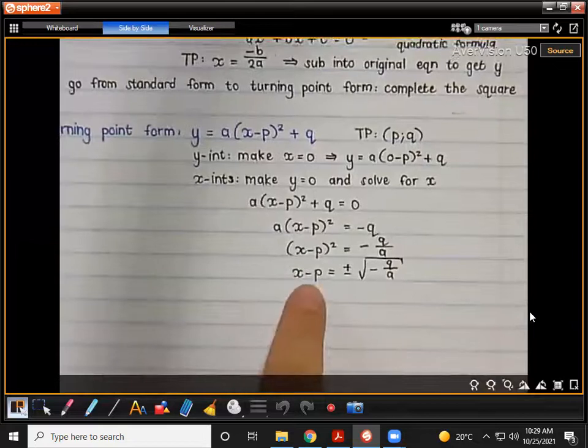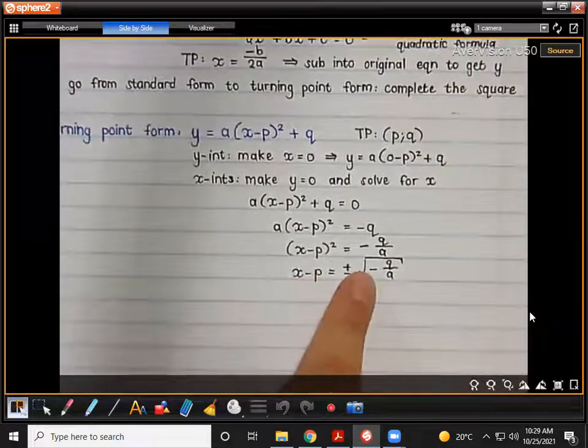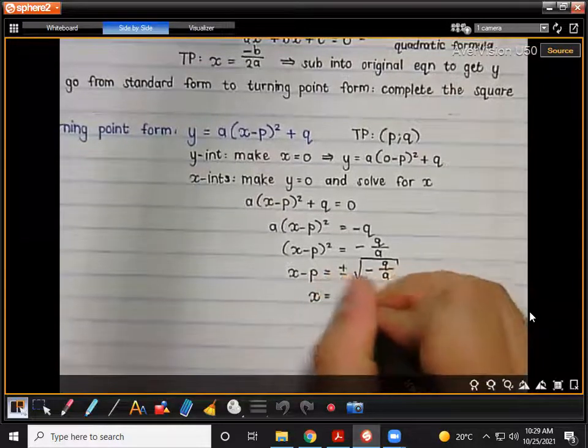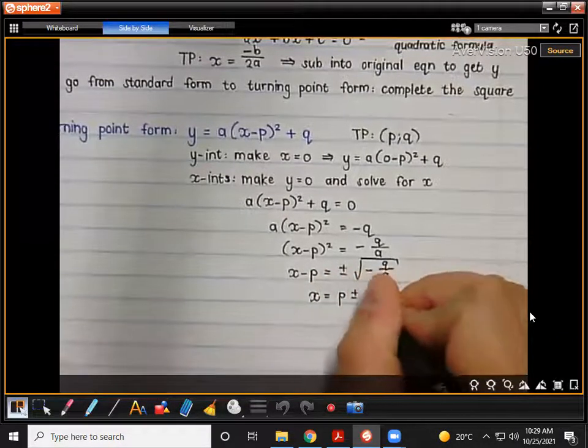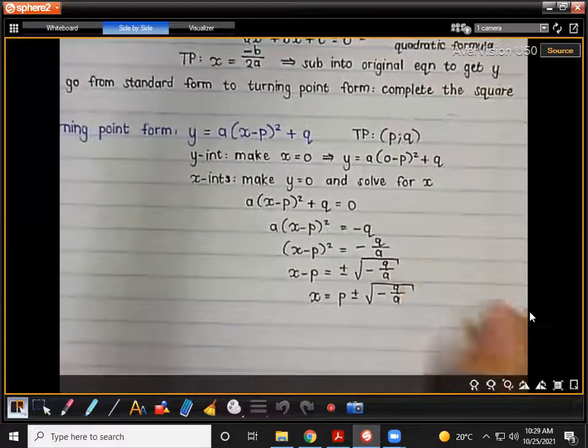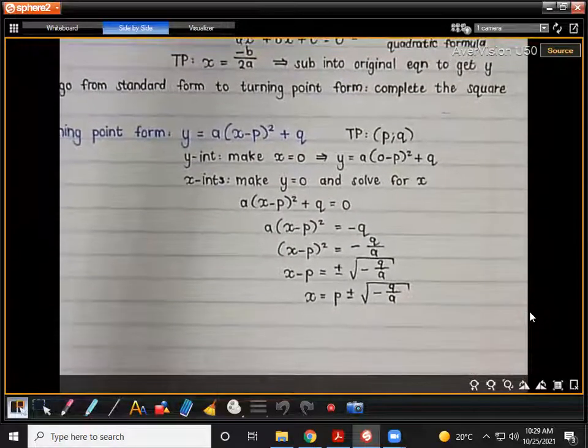And then what are you going to do with that minus p? Plus on the other side. So I'm just going to write it like this: x is going to be p plus or minus that square root of whatever those numbers were. So that's how you would solve for x in that case. It looks much scarier than it is because those will all be numbers. You're not going to have a q and an a and a p like we have there.